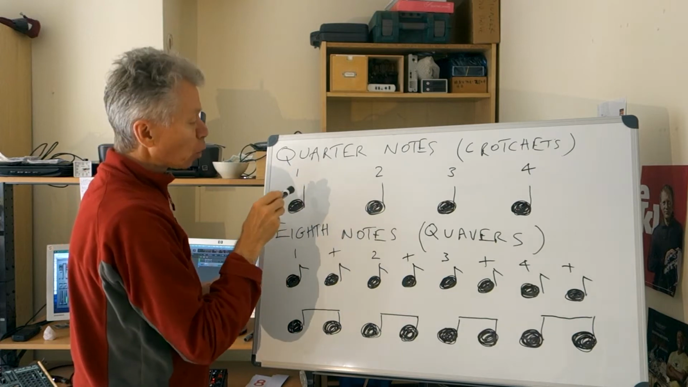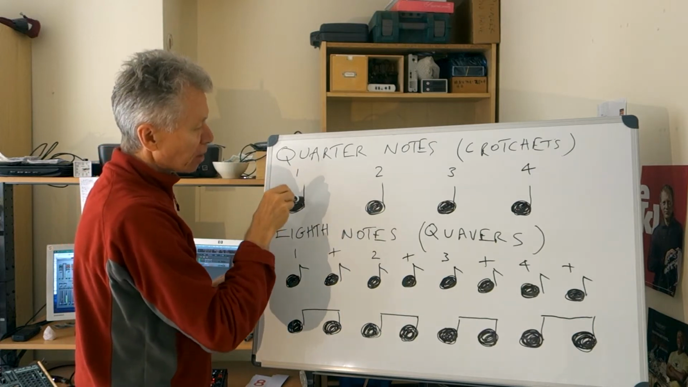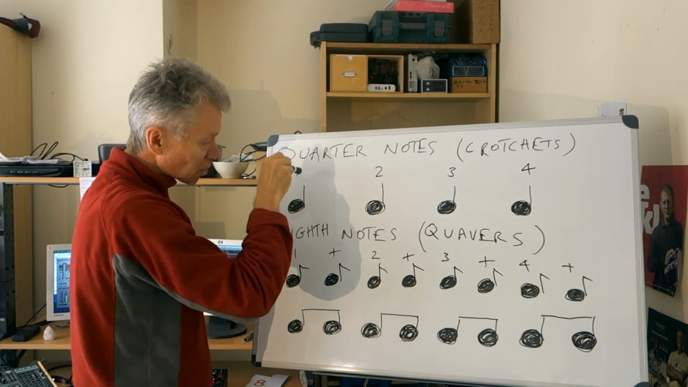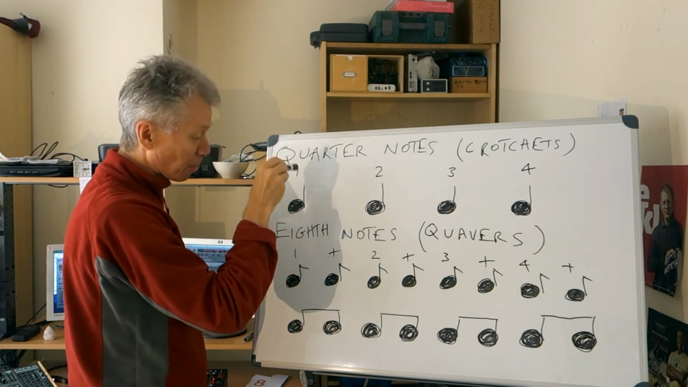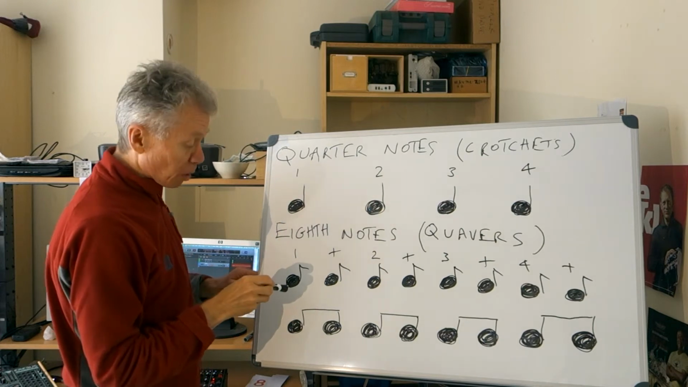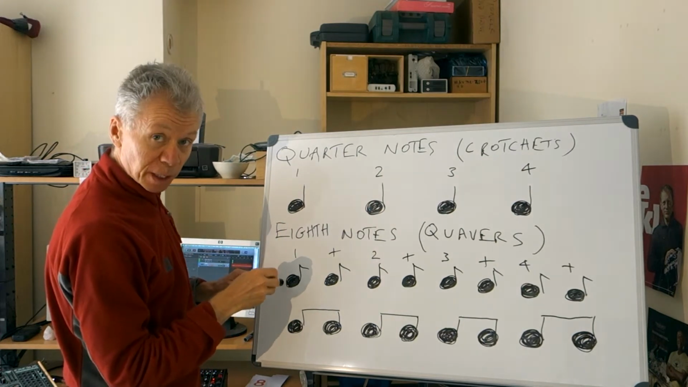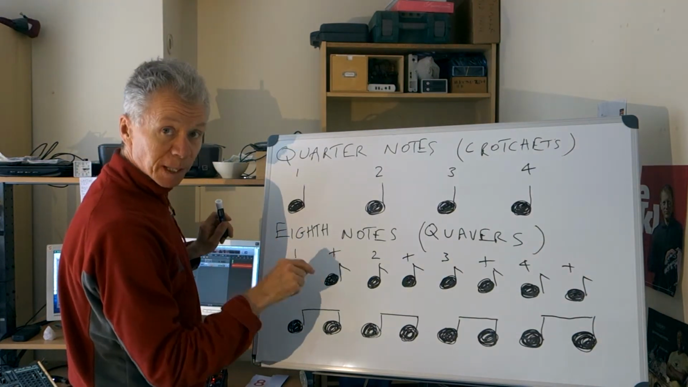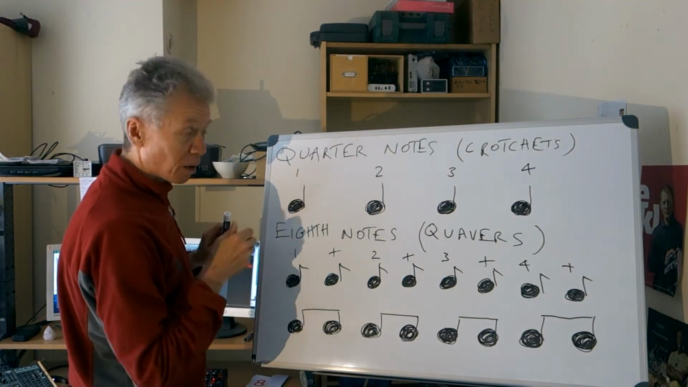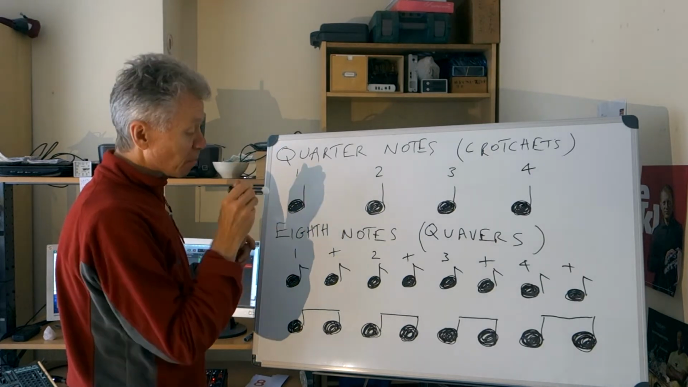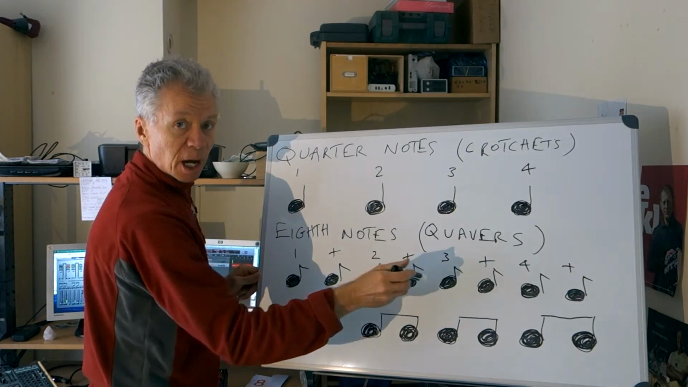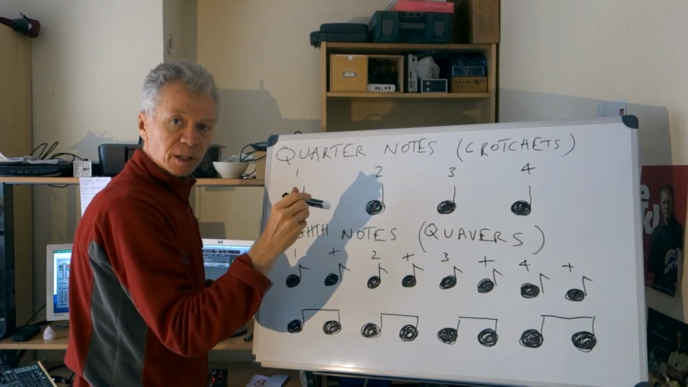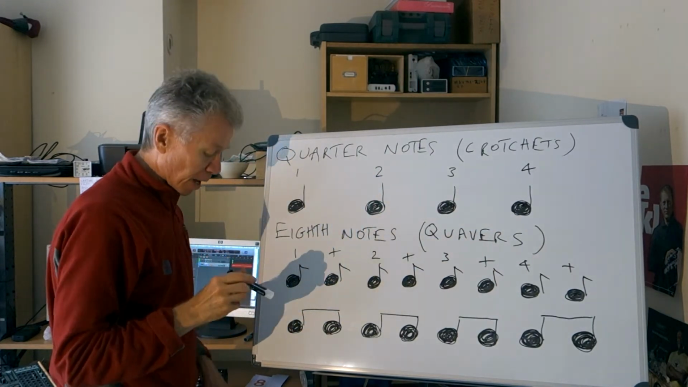So the quarter note is a dot that's filled in, so it's black, with one stem going up. And an eighth note is a dot that's filled in with a stem, but it also has a flag coming down like that. Okay? Now the difference is that eighth notes are twice as fast as quarter notes. Okay? So I'm going to demonstrate that.